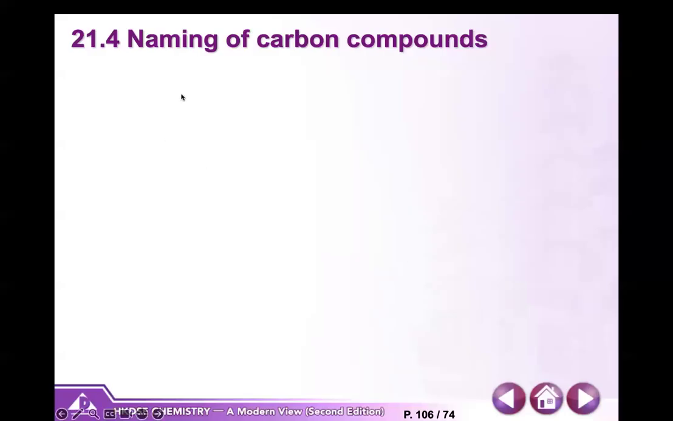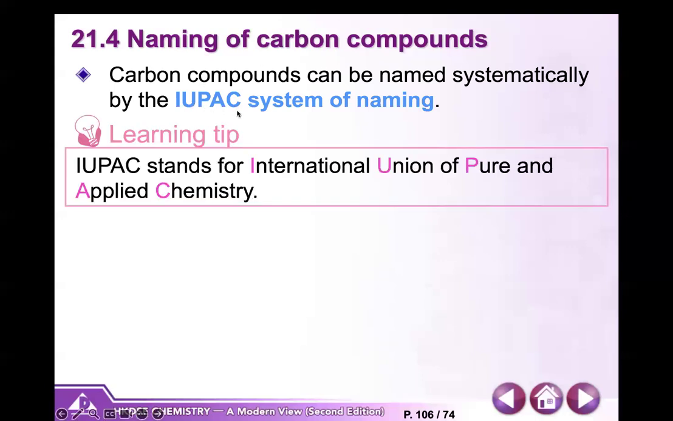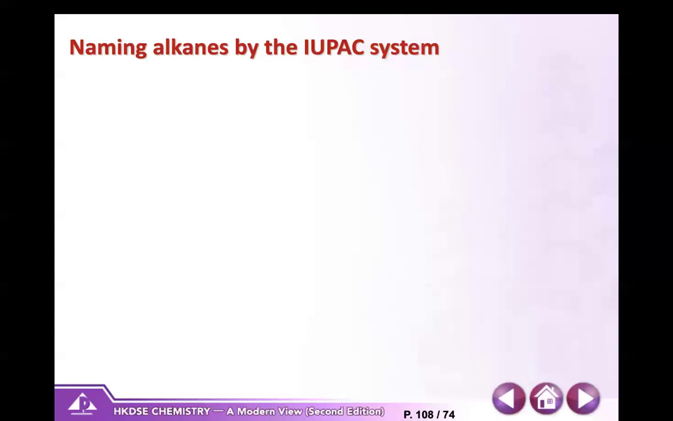Now, let's go to the naming of the carbon compounds. For the naming of the carbon compounds, we follow the rule or system called IUPAC. IUPAC stands for the International Union of Pure and Applied Chemistry. So why do we say that this is a systematic name? Because there are some rules that we have. First of all, we start with the alkanes.